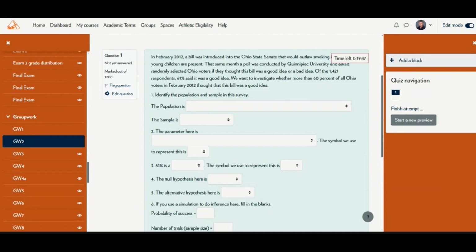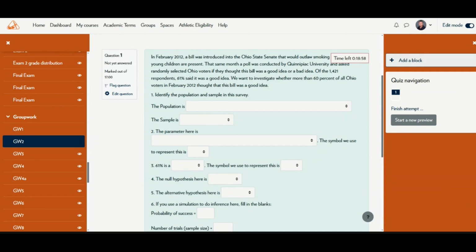If you read the question, in February 2012, there was a bill introduced in the Senate that would outlaw smoking when young children are present. Okay. So that same month, they asked selected Ohio voters. Of the 1,421 respondents, 61% said it was a good idea. We want to investigate whether more than 60% of all Ohio voters think this bill is a good idea. Now, do you understand the situation? There's this bill that was introduced, and people want to know how the public's perception is on whether they think the bill is a good thing. Okay, and this was in 2012, so some time ago.